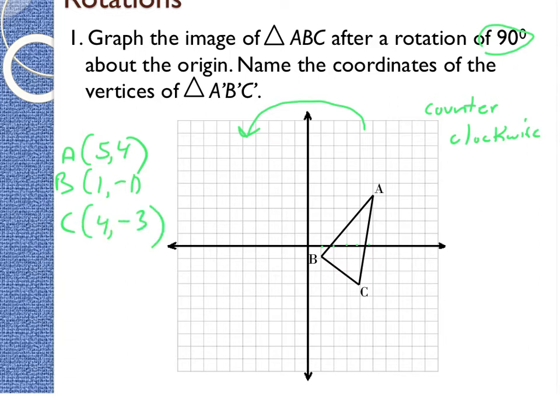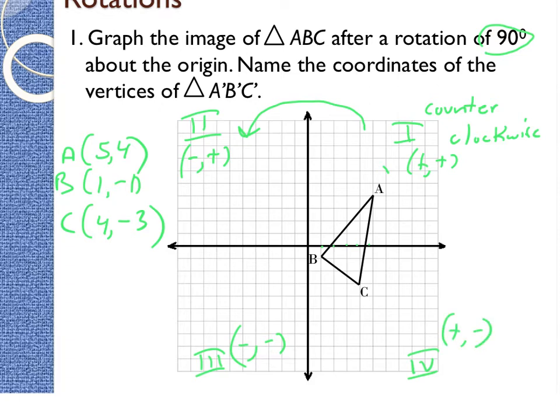So when I take A, it's going to go to the second quadrant. This is your first quadrant, your second quadrant, your third quadrant, and your fourth quadrant. The first quadrant has positive, positive. The second quadrant has negative, positive. And the third quadrant's negative, negative. And the fourth quadrant's positive, negative. So I take A and I move over to the second quadrant. I'm going to have a negative and a positive.